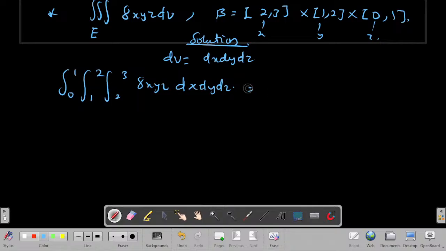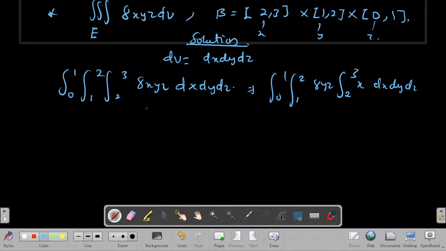So tackling the innermost, that is the dx, we have to integrate this expression with respect to x. Everything else becomes a constant and moves outside our integral. So we have 0 to 1, 1 to 2. At this point, 8yz will move out because it's not part of it. It's a constant. We are integrating with respect to x. So I'll have 2 to 3, x dx, dy, dz.